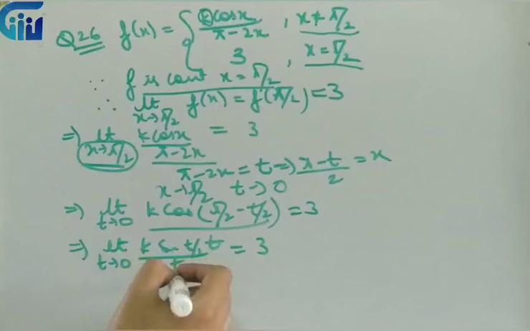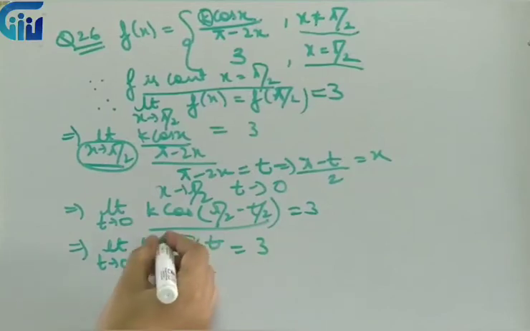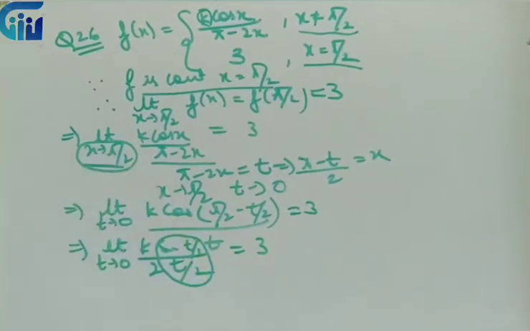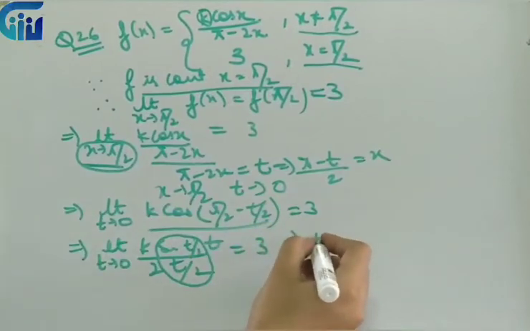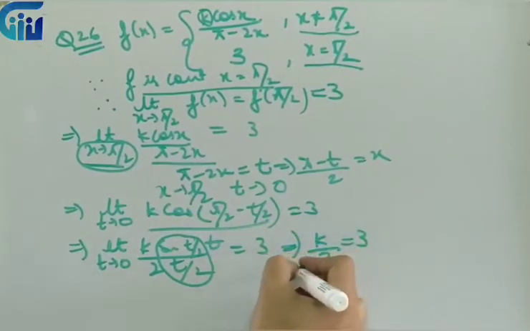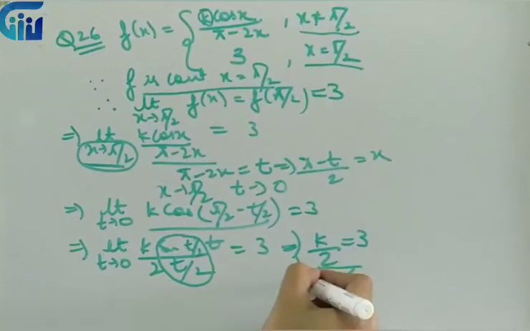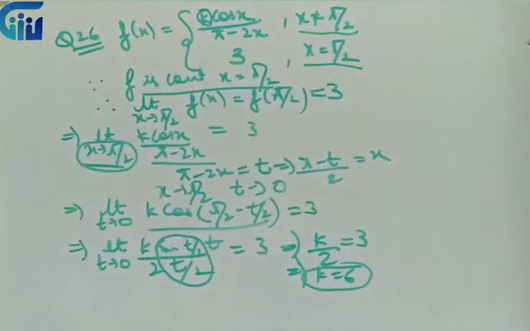So over here, to make this one I need to multiply and divide by 2. So this is 1. What will I get if I put the limit? k by 2 is equal to 3. Hence k is equal to 6. So this is the value for the 4 marker question. Very important, this is how you have to present.